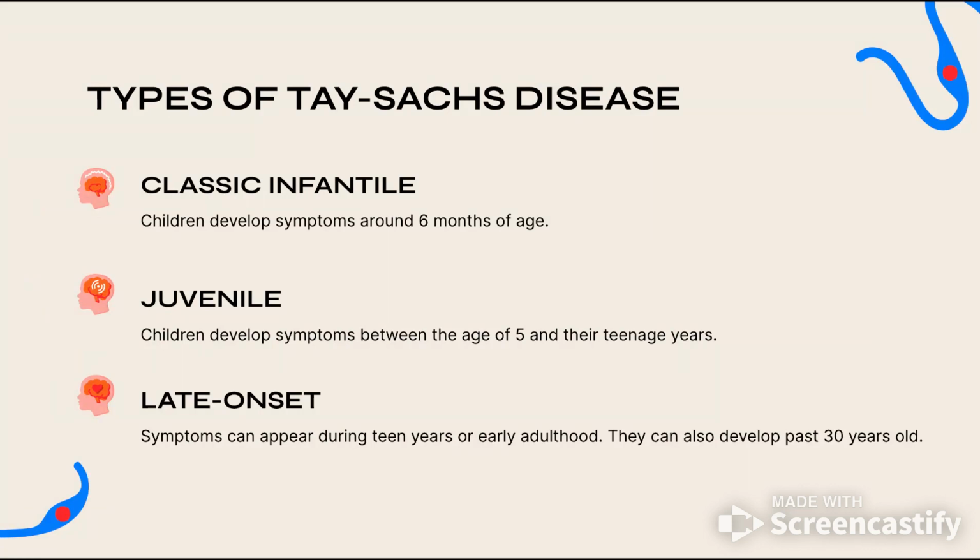Juvenile and late onset are the rare forms of Tay-Sachs. Juvenile Tay-Sachs is when symptoms develop between the age of 5 and their teenage years, and late onset symptoms can appear during teen years or early adulthood. This type may not affect your life expectancy, but it makes you a carrier if you have children.